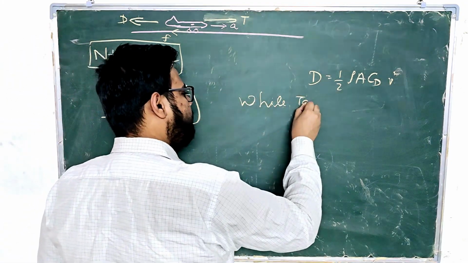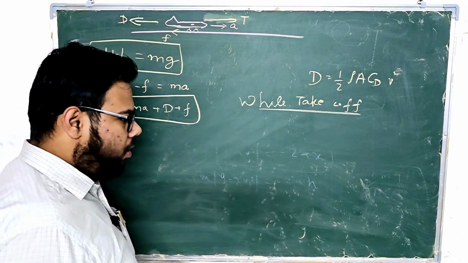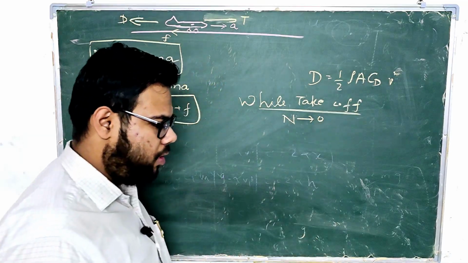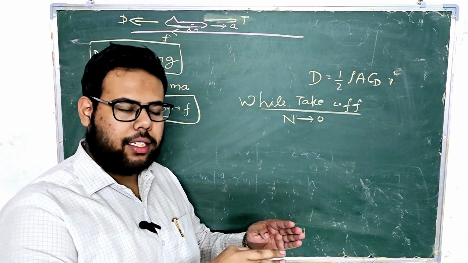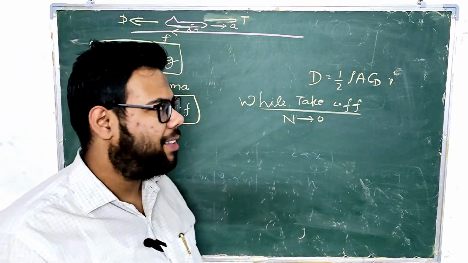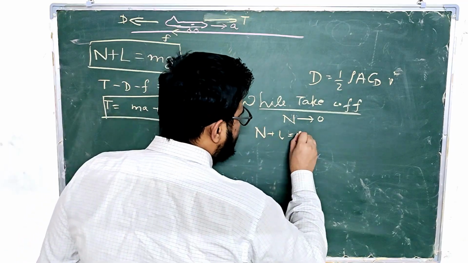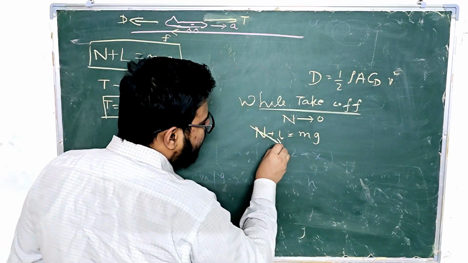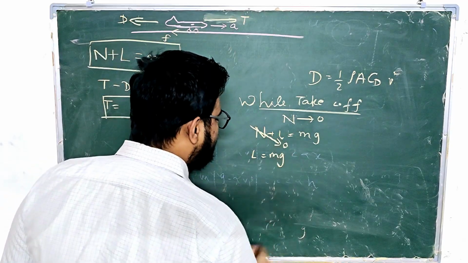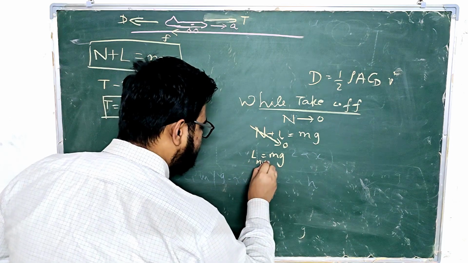While takeoff, the normal will tend towards 0. Of course, the plane is slowly losing contact with the ground, so normal of course tends towards 0, right? So we will have this equation N plus L is equal to mg. So N will tend towards 0, so we'll be left with L is equal to mg. This is the minimum value of lift required.